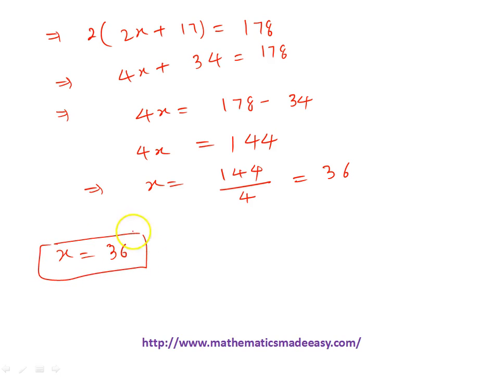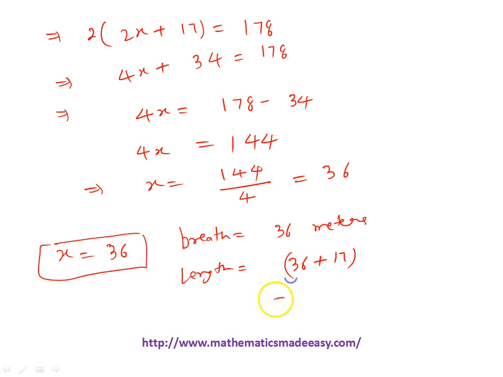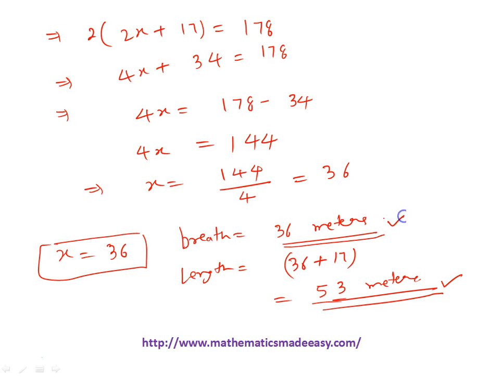So this is your breadth, right? So the breadth of the park is 36 meters and the length would be how much? x plus 17. So 36 plus 17, that would be 53 meters. So these are the dimensions of the park. 53 meters is the length and 36 meters is the breadth of the park.